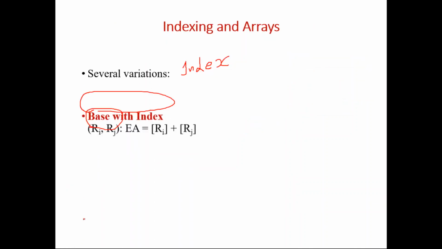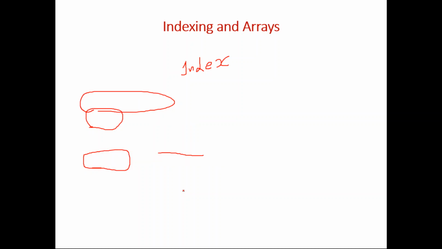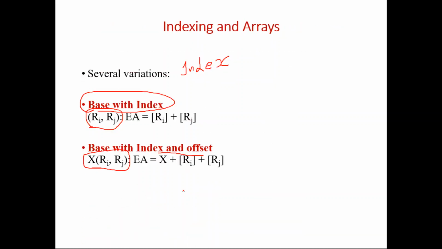And there is another variation called base with index and offset. Here we give 3 things: x of Ri comma Rj. For example, say add 4 within bracket R6 comma R0, comma R1. What will it do? As usual, let us assume R0 is 1000.